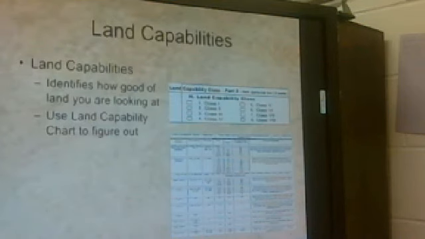Land capability charts. You thought we were done. Here comes the confusing part, and I'm going to make another video for it. So, this video is now stopping, and we're going to start with land capability charts on video number 2.